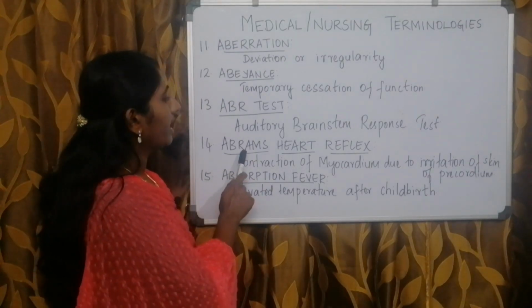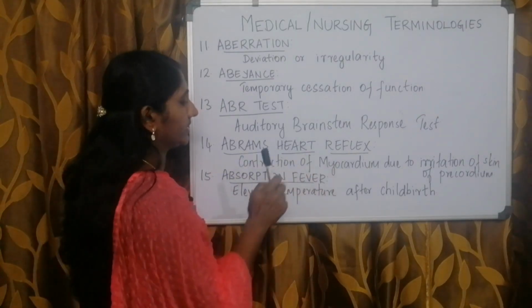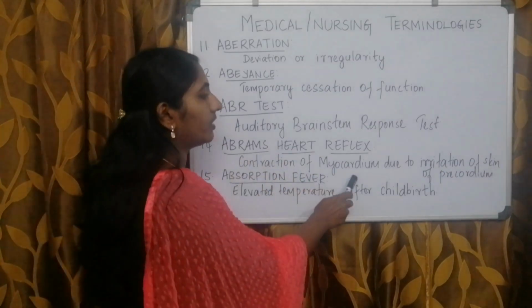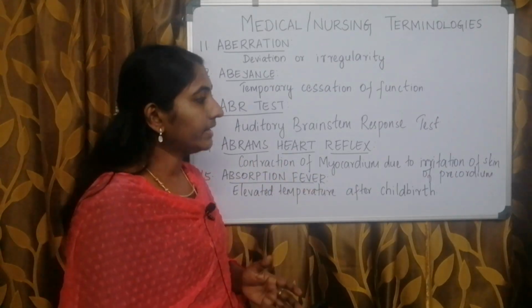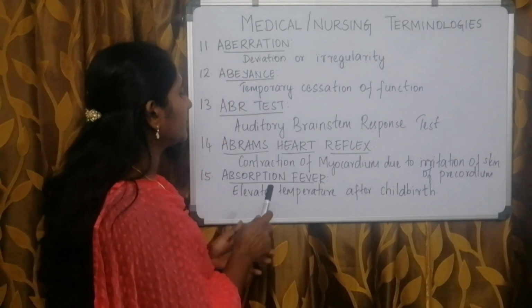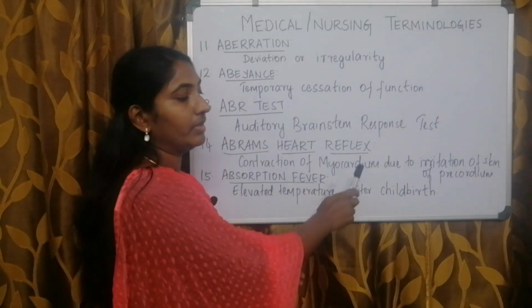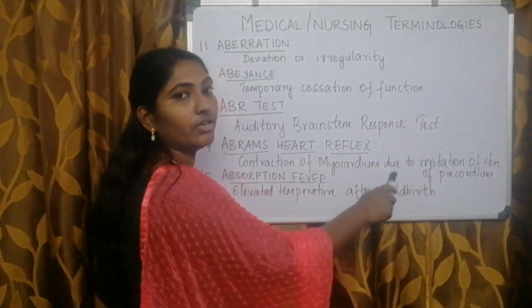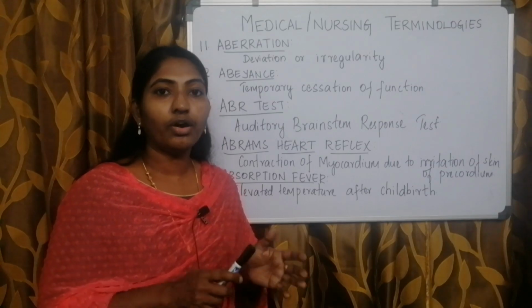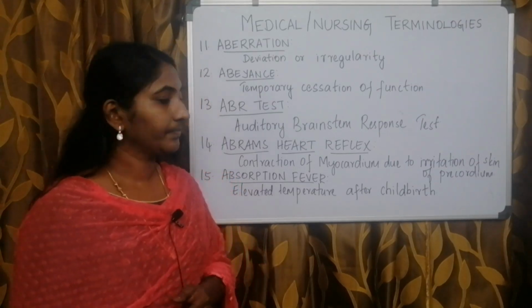The next one is Abrams' heart reflex. Abrams' heart reflex is a contraction of myocardium due to irritation of skin of precordium. Precordium is the region on the chest wall over the heart.